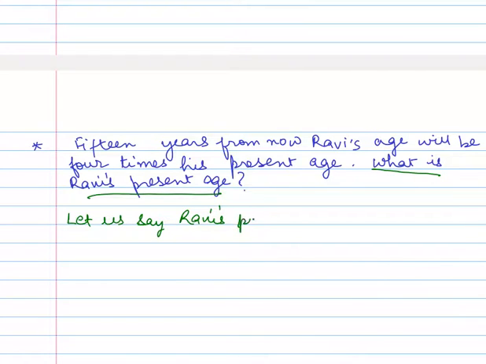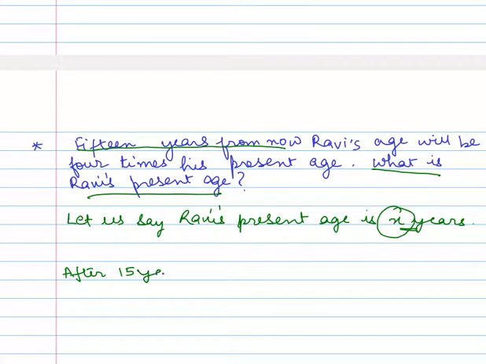Ravi's present age is x years. We don't know the age of Ravi, right? We have to find out the present age of Ravi. So we are assuming that Ravi's present age is x years. 15 years from now, Ravi's age. What will be the age of Ravi after 15 years?